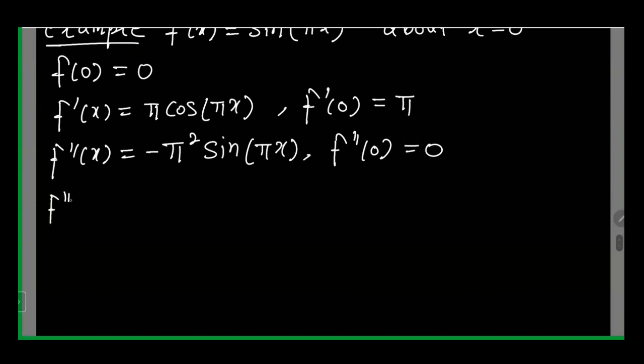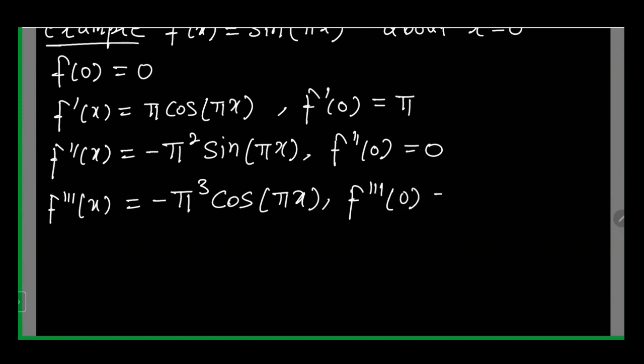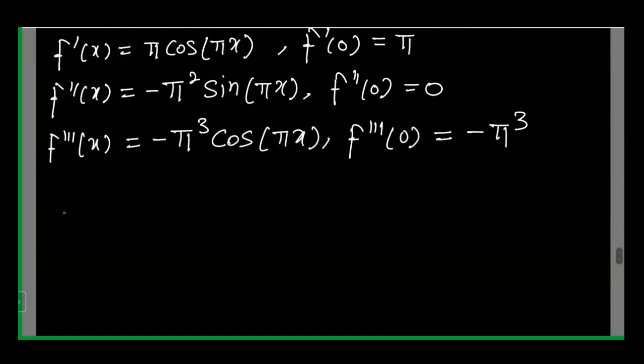Then my third derivative will be minus pi cube cos pi x, and if I put the value of 0, I will get minus pi cube. And you can keep on going like this. You will get 0, pi, 0, minus pi cube, and so on. You can keep on going like this. So what will be your Taylor series then?